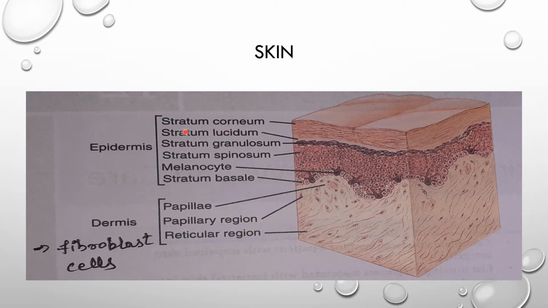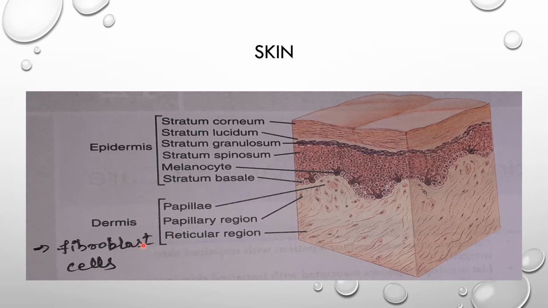So you can see here, this is the stratum corneum, this is stratum lucidum, this is stratum granulosum, this is stratum spinosum, and this is the stratum basale. These are the melanocytes, the brown cells. They are a different kind of cell. And in the dermis you can see these are the papillae, these are the papillary regions, and this is the reticular region.